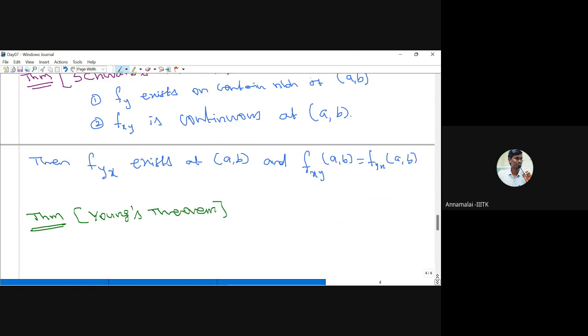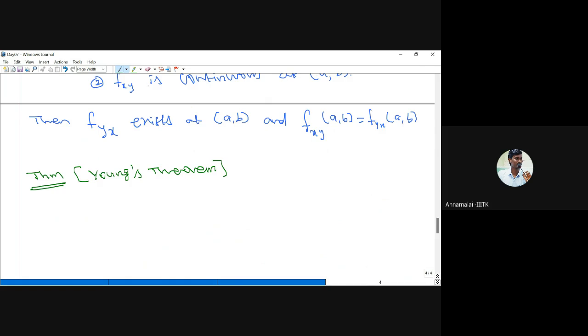So there is also another theorem called Euler's theorem. But anyway, what does Young's theorem say? Again, f of x comma y is a real valued function of two variables defined on some neighborhood of a point a comma b. The first condition is that the first order partial derivatives fx and fy are differentiable at the point a comma b. This is the first condition.